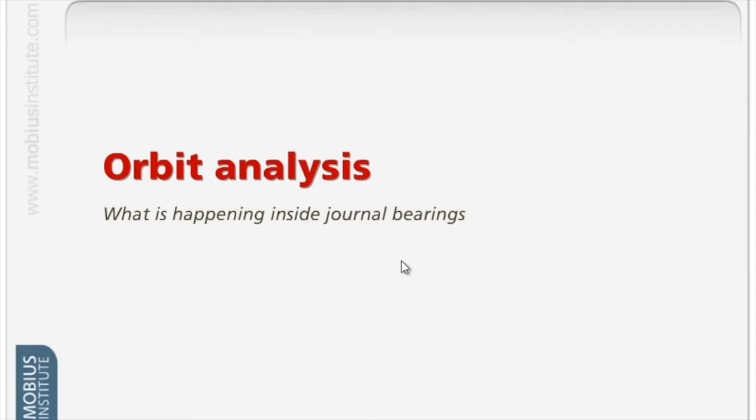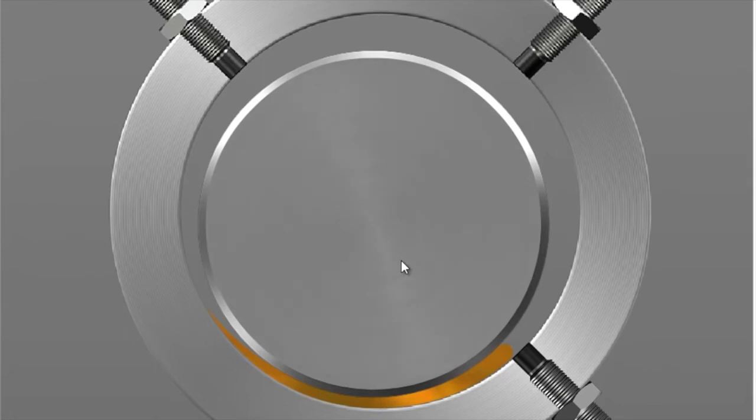Orbit analysis is intended for people who have machines with journal bearings, also known as sleeve bearings or plain bearings, mostly for big critical bits of equipment like steam turbines, gas turbines, great big compressors, because then you can justify the measurement technique. So here is what's happening inside these machines.